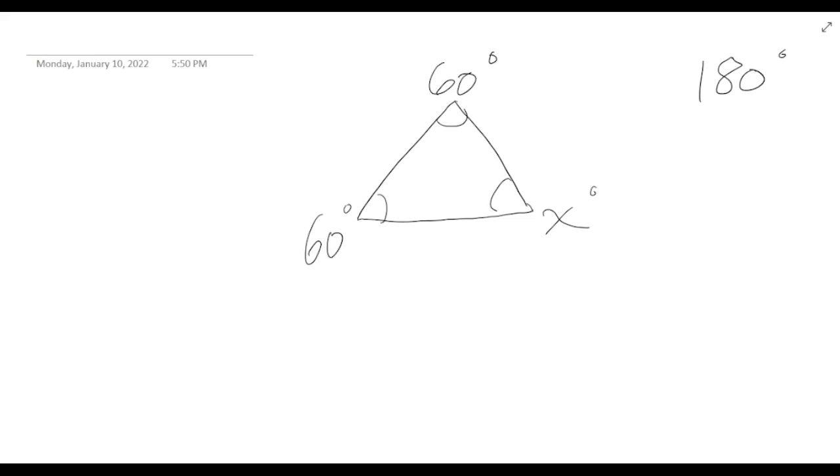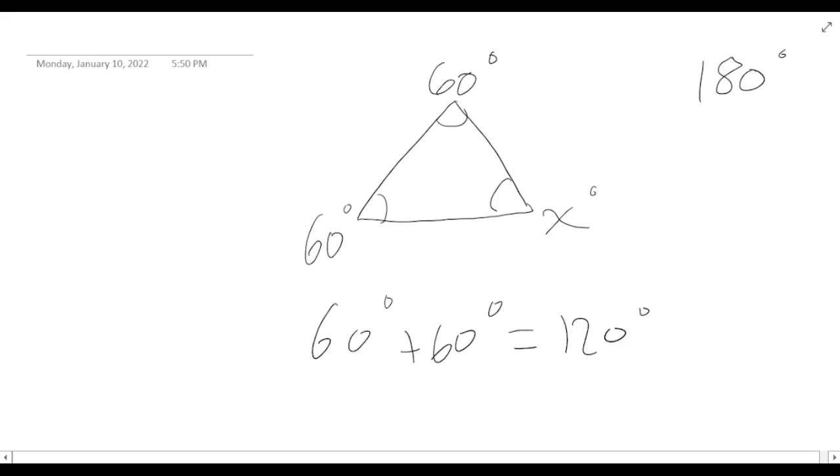So let's give it a try. Let's see if we can actually solve what this angle is, knowing that all the angles equal 180. So the first thing we want to do is add up the angles that we do know. So 60 and 60, 60 degrees plus 60 degrees is going to equal 120 degrees. All right, so now that we have 120 degrees, let me just write over here.